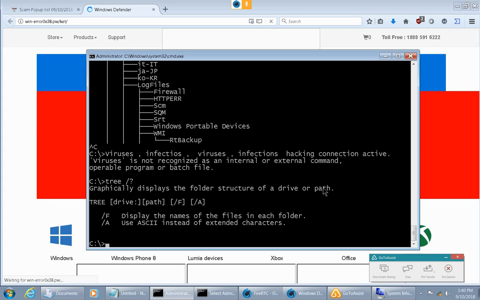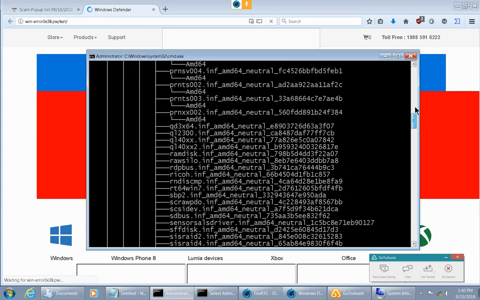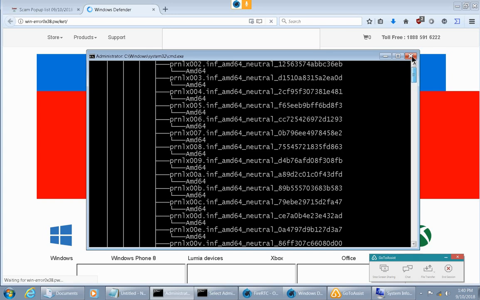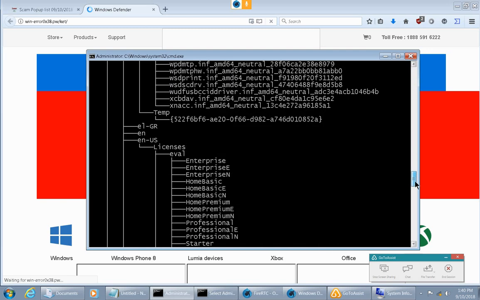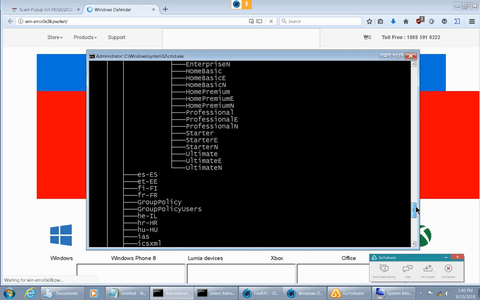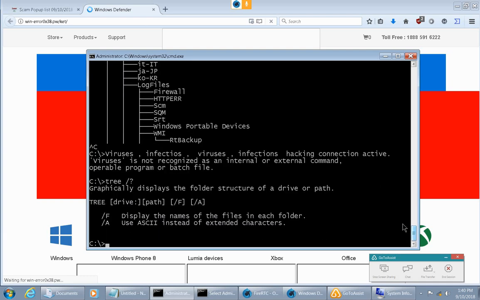Now, what he had done was he ran the tree command. Now, the tree command is an old DOS command that's been around before the Windows operating system. It goes back to the MS-DOS days. It is an external command.